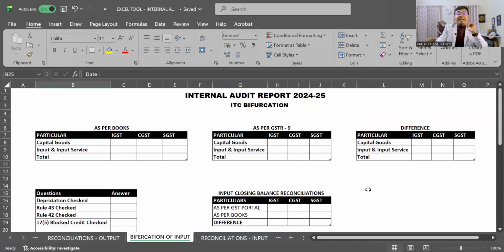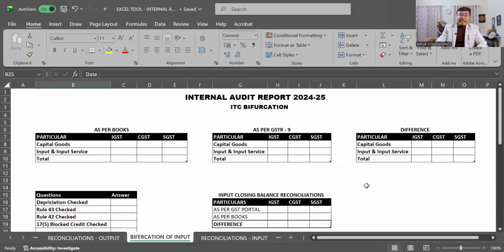Next, bifurcation of input tax credit. Sir, as we all know, while filing our GSTR 9 and 9C, we also need to provide the bifurcation of input tax credit as capital goods, input and input service. So we may prepare this bifurcation before going for 9 and 9C during our internal audit, so that we can cross verify at the time of 9 and 9C and get the direct figure at the time of filing of GSTR 9 and 9C. So what we need to do?